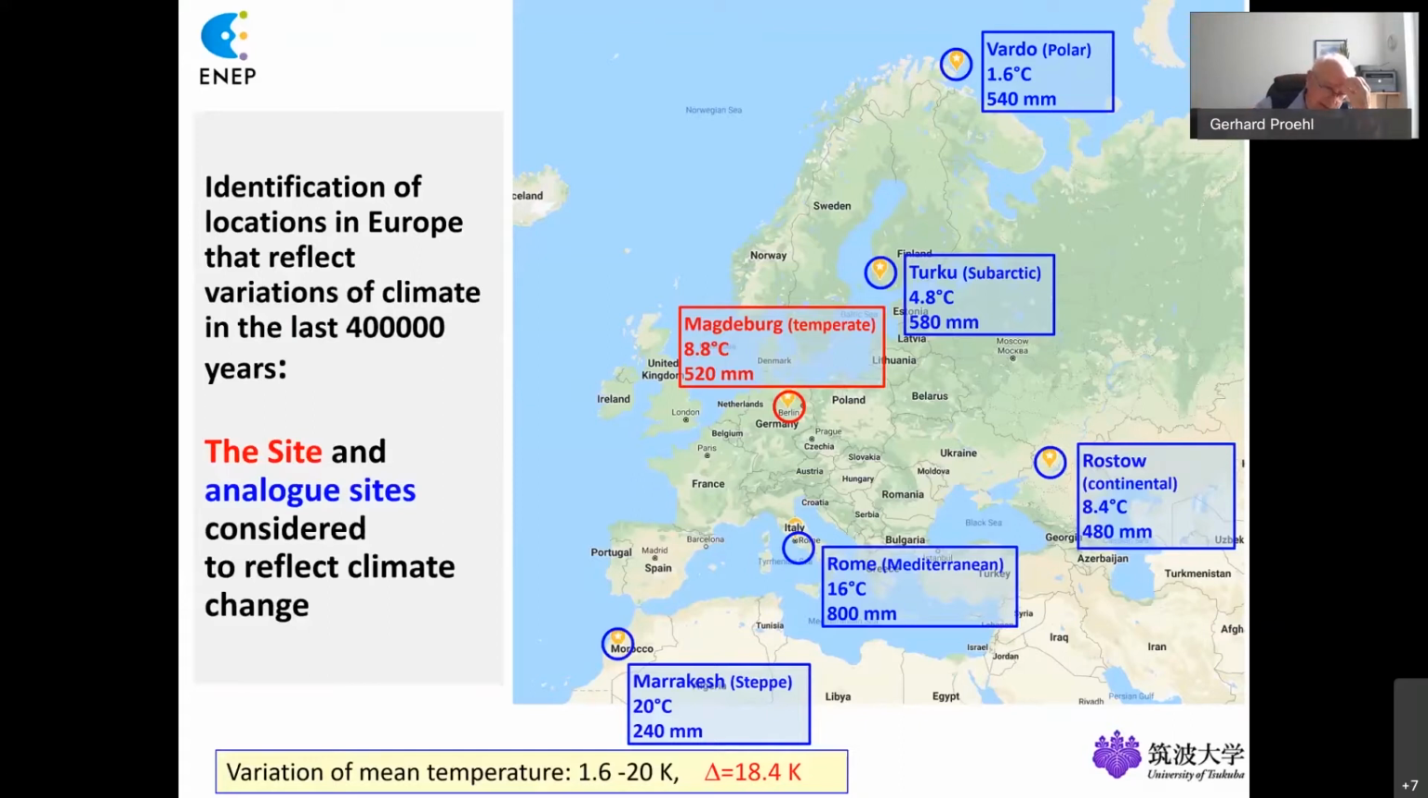And on the other side, if you go to the very south, this is Marrakesh in Morocco, temperature is about 20 degrees Celsius. It's very dry. It's only 240 millimeters per year precipitation. And the others are somewhere in between. I don't want to go into much detail here. But it's important to see that the variation of the mean temperature ranges from 0.6 to 20 degrees. So it's about 18 degrees Kelvin.